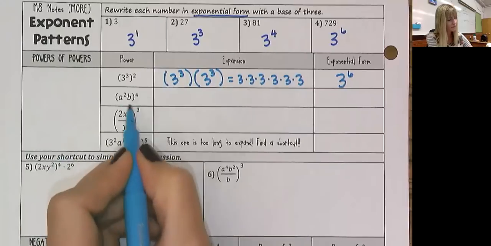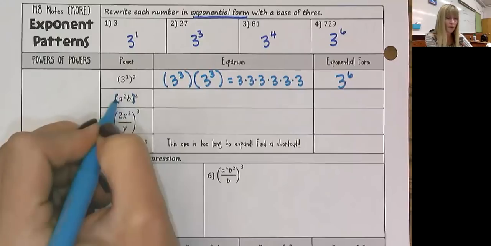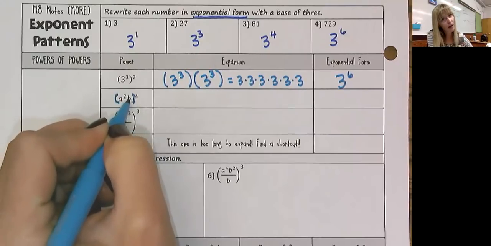All right, let's look at this one. This parenthesis here means all of that inside the parentheses, all those powers. This is a power of A and a power of B.